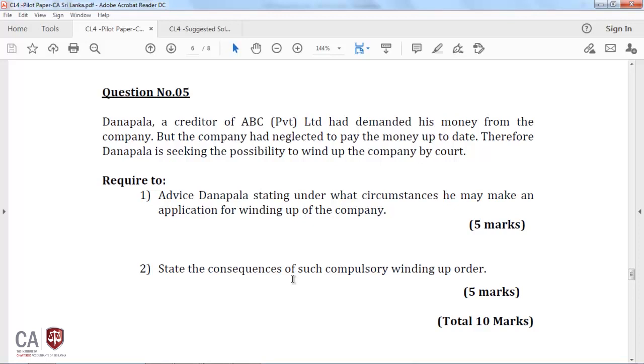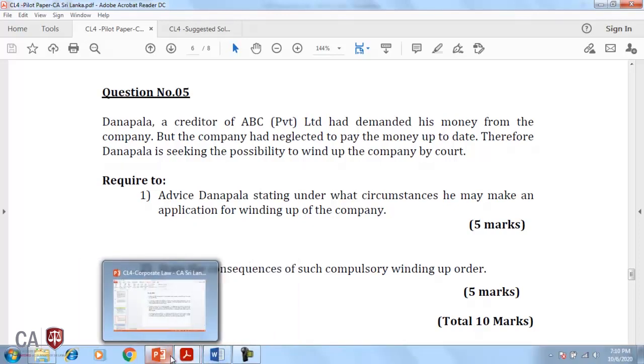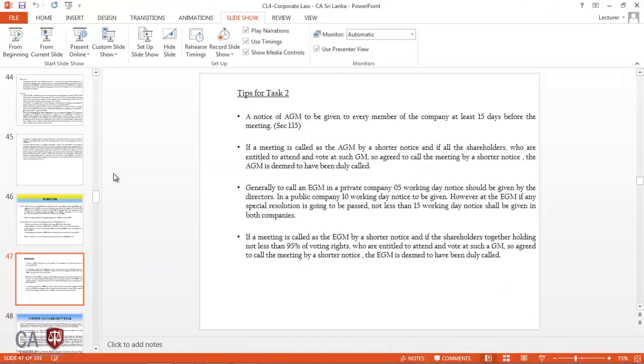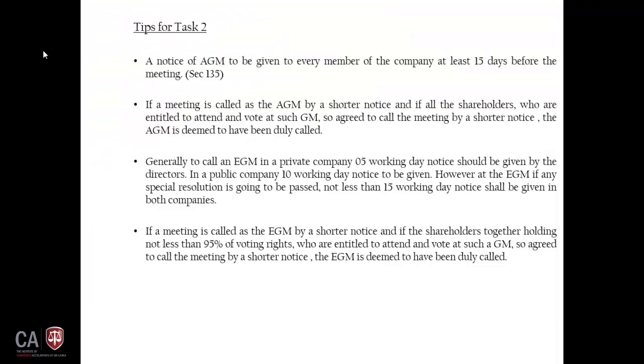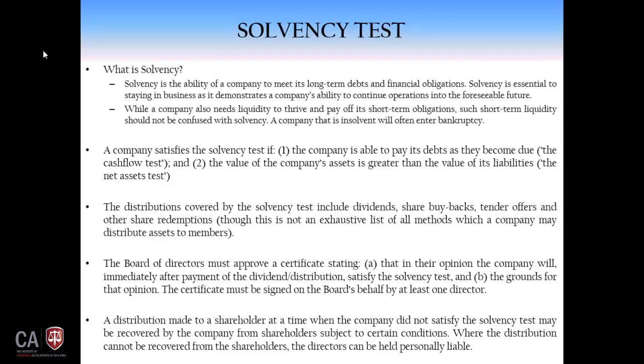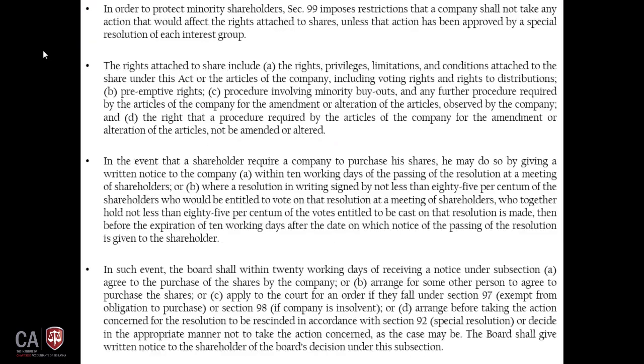In the winding up of companies, we discuss the winding up by court. So what you are required to do is advise Dhanapala stating under what circumstances he may make an application for winding up of the company and state the consequence of such compulsory winding up order. So here we need to go to our presentation where we were doing company winding up, and especially the case of winding up by court.